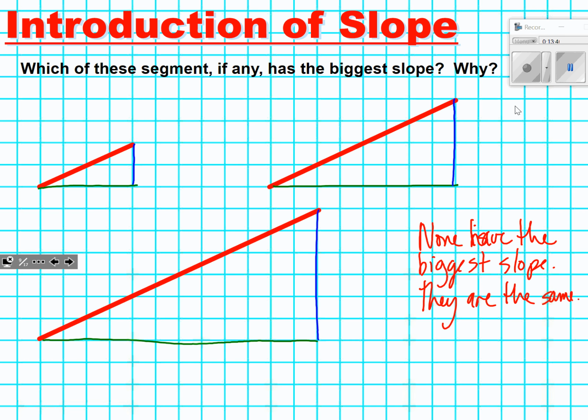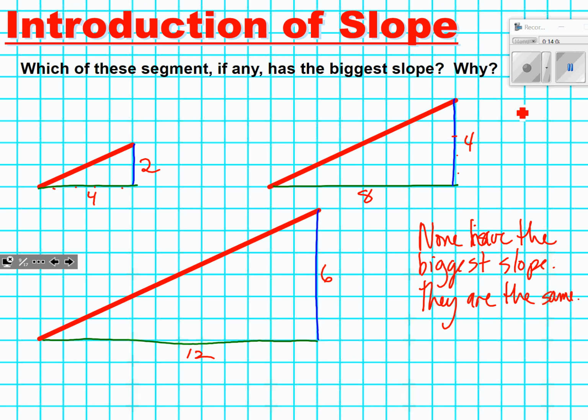Let's count for a small one. 1, 2, 3, 4. This is 2. On the next one, 1, 2, 3, 4, 5, 6, 7, 8. 1, 2, 3, 4. So the horizontal distance on the next one is 1, 2, 3, 4, 5, 6, 7, 8, 9, 10, 11, 12. The vertical distance is 6.